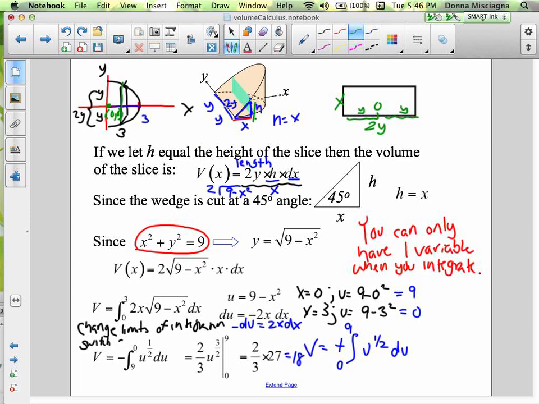So I need to replace that 2y with the function. Actually, I need to replace the y with a function. The 2 is perfectly fine, but the y needs to be replaced with a function. You can't just call it y. All right? So if we think about the shape of the bottom, there is a semicircle. It used to be a whole circle, but we cut off half of it.